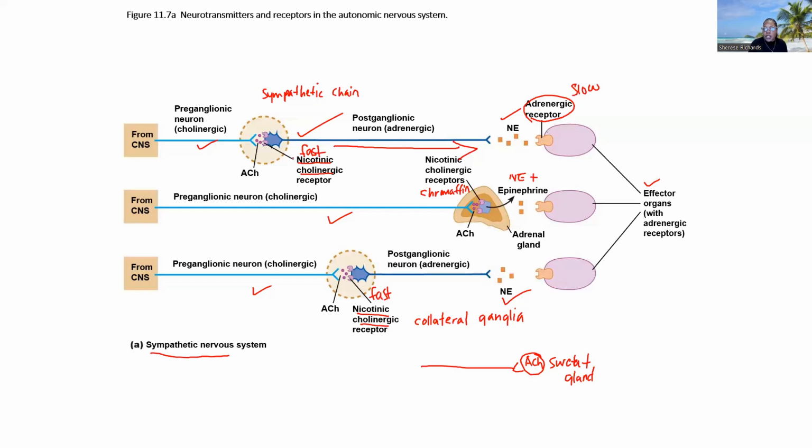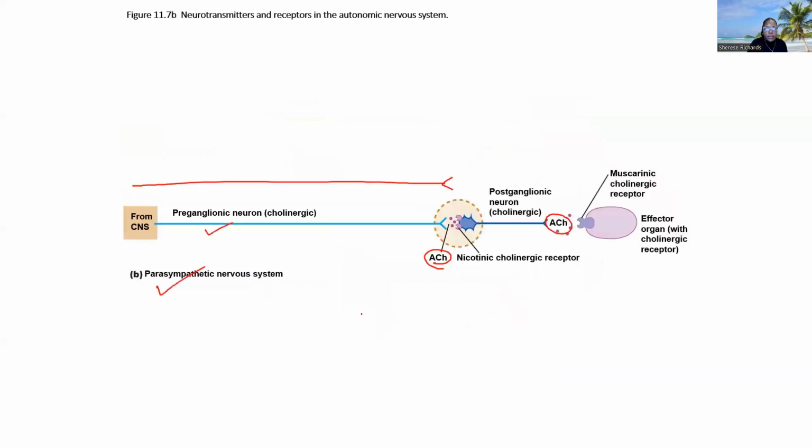Here, this doesn't need to be a slow and specific response. It just needs to depolarize that second neuron. And so here we can have fast nicotinic receptors to get that signal quickly from the preganglionic neuron to the second postganglionic neuron. All right, and same is true for the parasympathetic side.